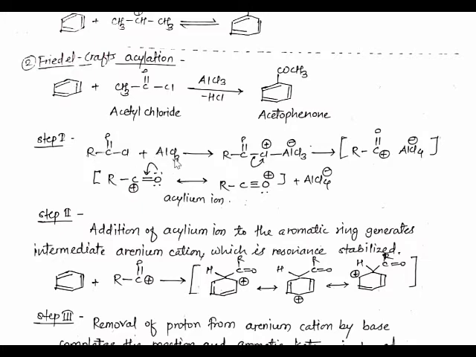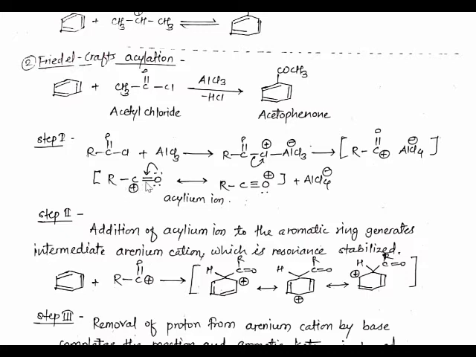RCOCl plus AlCl3. AlCl3 is a Lewis acid. It will extract this chlorine, and you will get it like this. If this chlorine is getting out, then the electrons will shift here, and you will get AlCl4 minus, right? AlCl4 minus, and now the carbon contains a positive charge. This means an acylium ion. So this acylium ion, RCO, with the carbon having a positive charge.